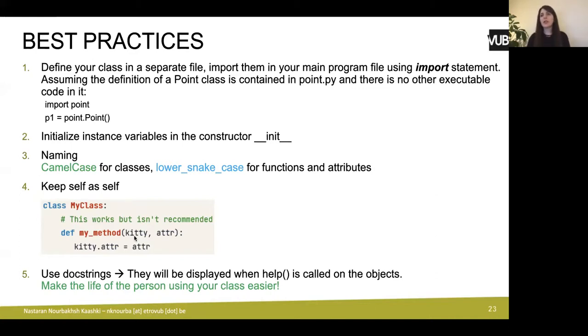Use docstrings. You know, the documentation that you write for your classes is a message that can be shown when you call the help function over your objects. This will help the people that are using your classes to know how your class works and what the usage of your class is. So do that, and it will help the person using your class.